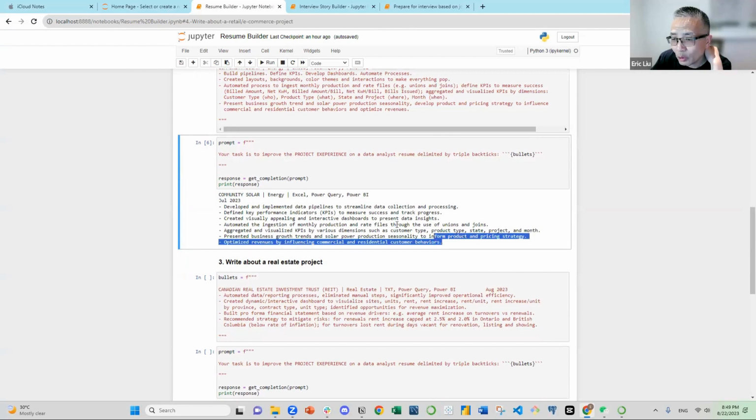Yeah, it's shorter. So yeah, in this case, I think the OpenAI API is useful to some extent. So we have questions.